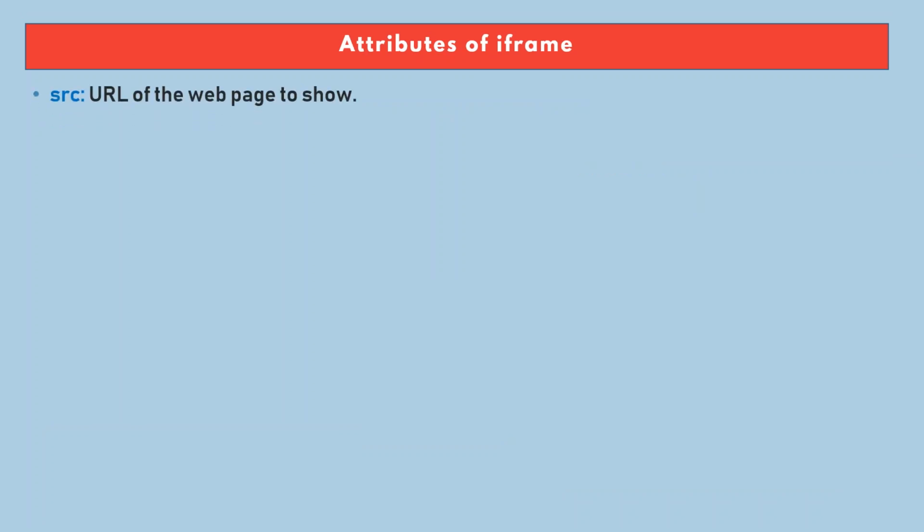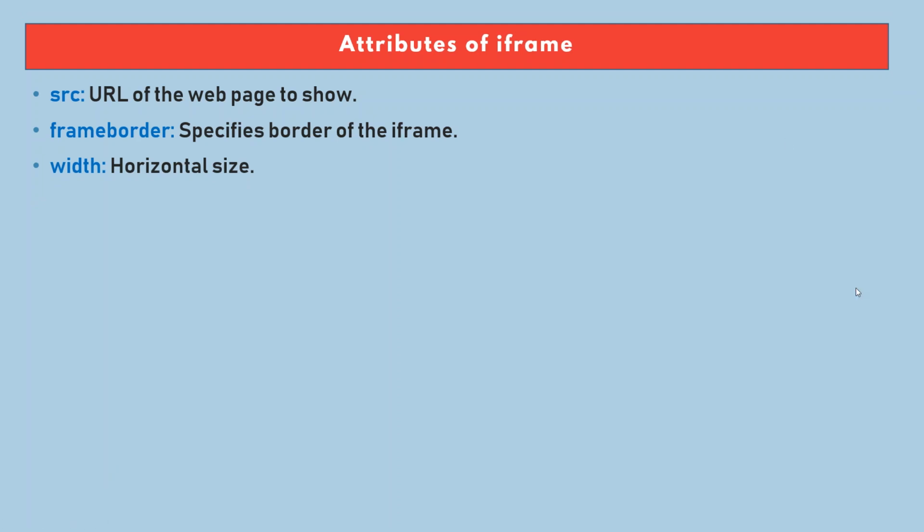It has some attributes. src means the URL of the page which you want to show. Frameborder means whether you want to display a border surrounding the iframe or not. Width means the horizontal size of the iframe. Height means the vertical size of the iframe. That's all. So these are the 4 attributes available.